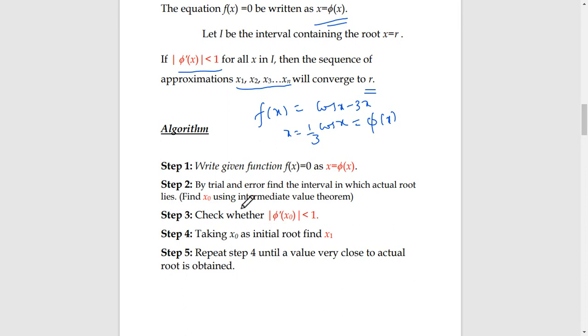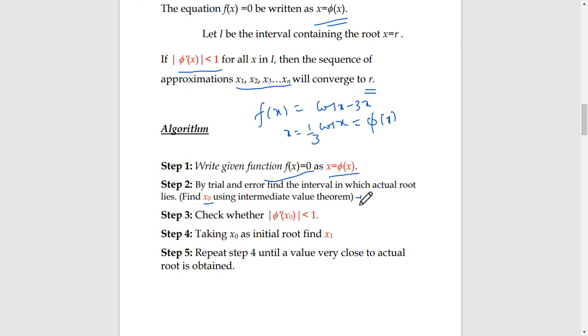For that we are given some algorithm. In the first step, given the function f of x, we have to write it as x equal to phi of x. Then by trial and error, find the interval in which the actual root lies. That is x naught, by using the intermediate value theorem.